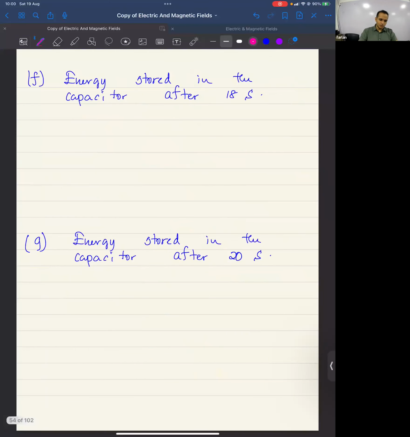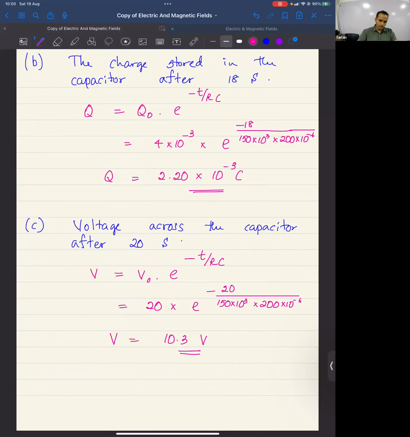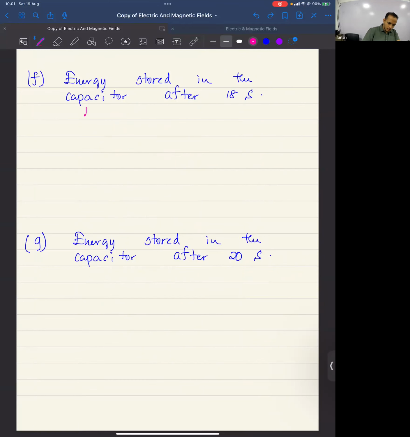And energy stored in the capacitor after 18 seconds. After 18 seconds, I know what the charge is, right? In part B, we have calculated the charge after 18 seconds. So since we know the charge after 18 seconds, I can use E equals half Q square over C, since I know the charge.